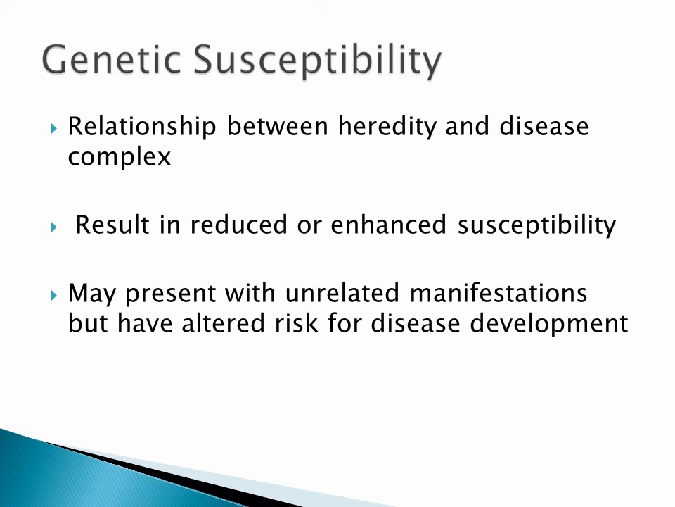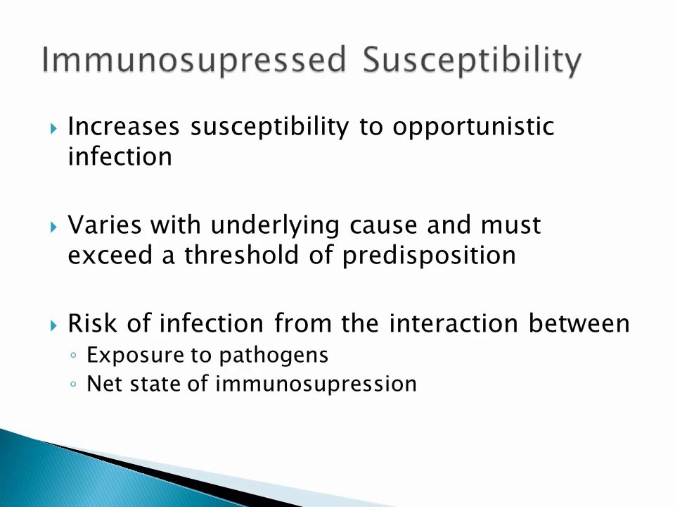Genetic susceptibility, which is a relationship between heredity and disease complex. It can result in reduced or even enhanced susceptibility to certain diseases. Immunosuppressive susceptibility increases your susceptibility to opportunistic infections, which are those infections waiting for the opportunity to infect. It varies with underlying cause and must exceed a threshold of predisposition.